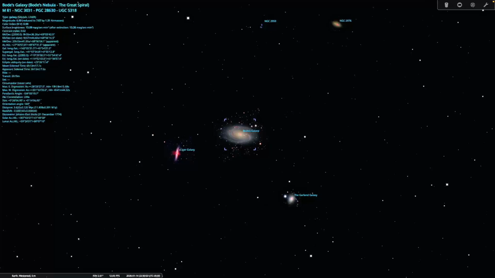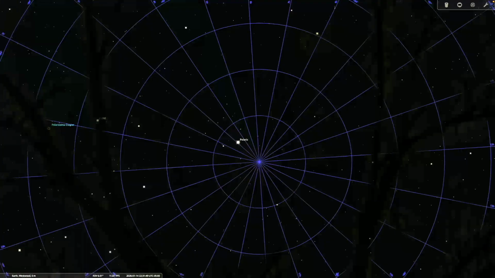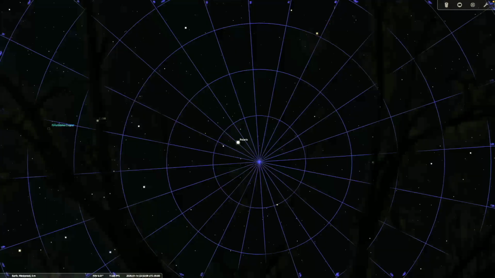eyepiece throughout the night. When we polar align our mount, we physically tilt and rotate the mount until one of its axes is pointing directly at Polaris, or more precisely, at that spot in space that Earth's North Pole points to. And since Polaris is right next to that spot, we use it as our guide star to get everything lined up.